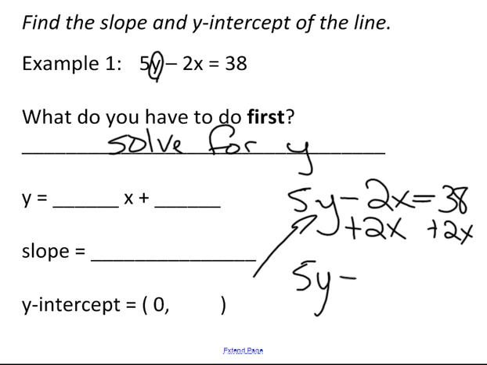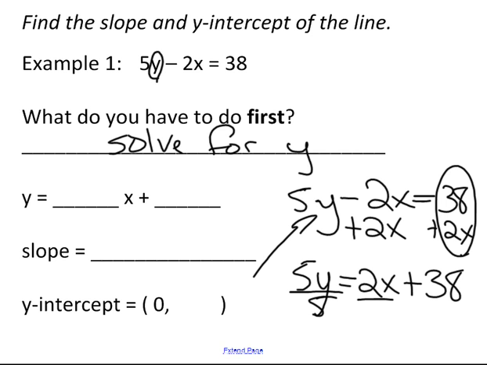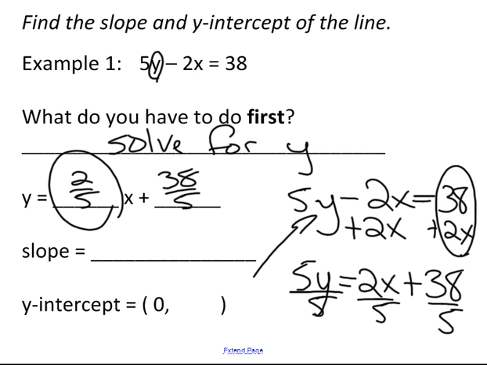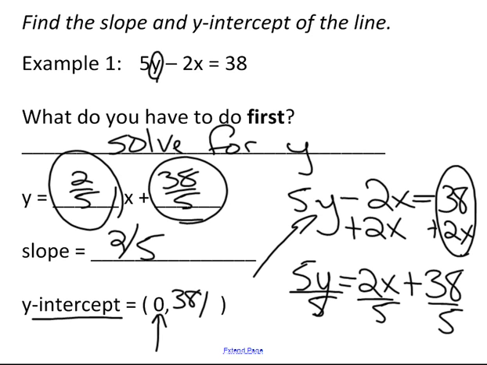You get 5y is equal to... Now, one thing I've been noticing as you guys have been working on your homework is you're trying to combine those. You cannot combine them unless they're like terms. In other words, the 2x cannot be added to the 38 because the 38 does not have an x. Still need to get the y by itself. I have 5 times y. The opposite of times is divide. And so my equation is y equals 2/5 x plus 38/5. So the slope is this number that's in front of the x, and for my y-intercept, my x value has to be 0, but this is going to give me my y value.